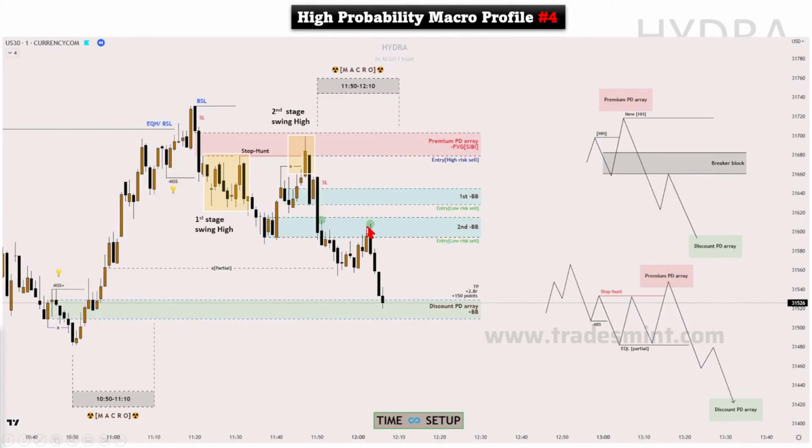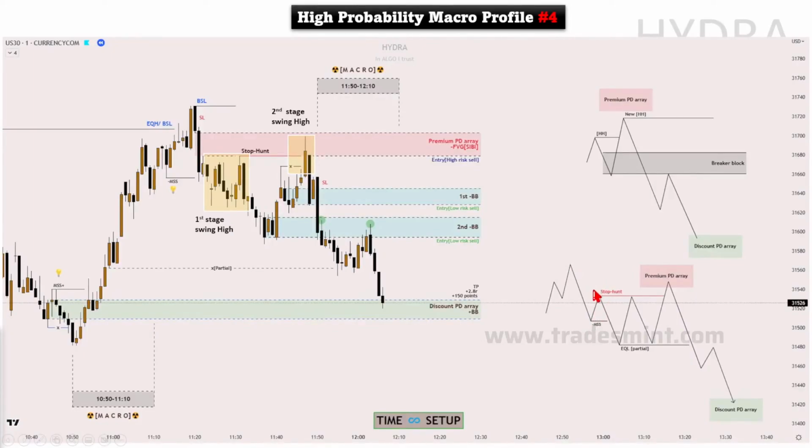It gave you multiple chances to enter. So I also drew the market structure here. Okay, so we have our SMR zone here, the smart money reversal zone, right? Once the smart money reversal zone happens, we'll be outlining our first stage distribution, which is here.